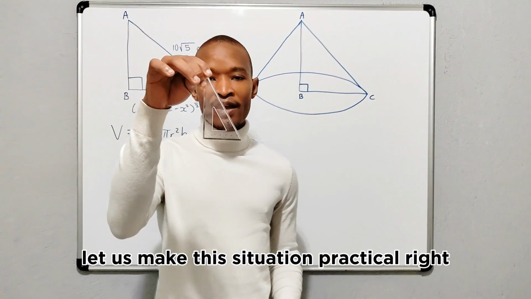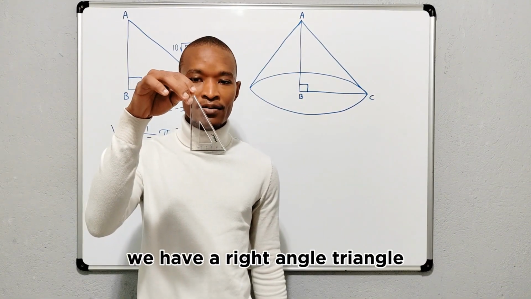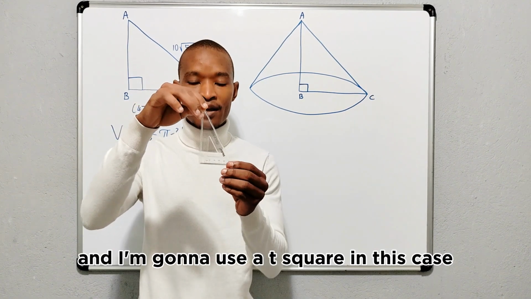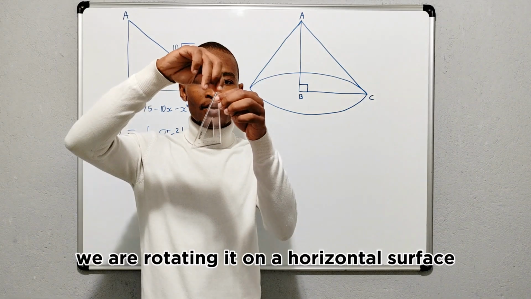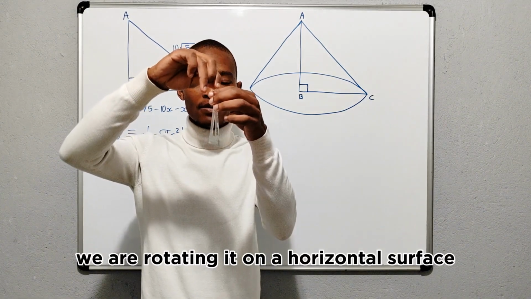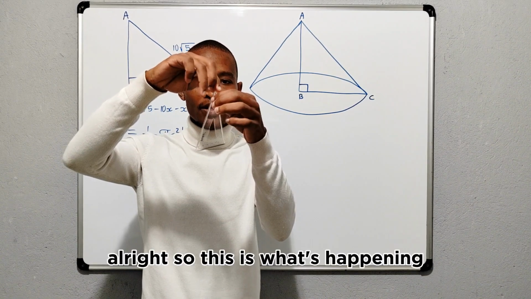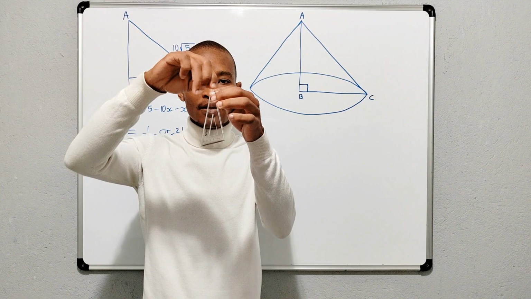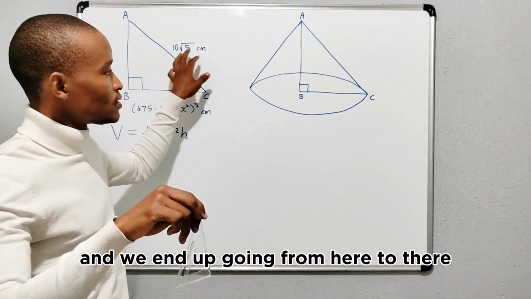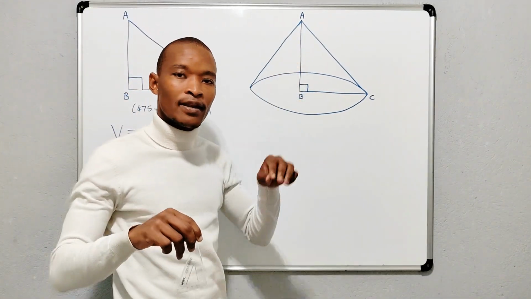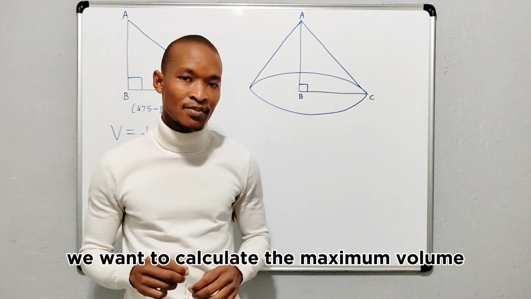Okay, so let us make this situation practical. We have a right angle triangle, and I'm going to use a t-square in this case. And what are we doing? We are rotating it on a horizontal surface, suppose, so that we can form a cone. So this is what's happening, and we end up going from here to there. And as you've seen in the question, we want to calculate the maximum volume.